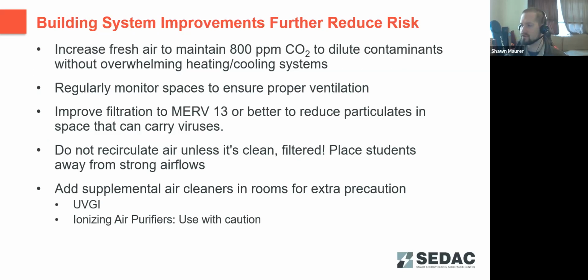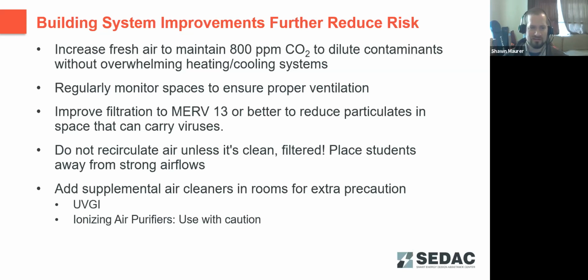But in those cases where you've got higher risk areas, it's important to increase your fresh air, maintain that 800 parts per million CO2, test for it in your facilities, and buy a handheld CO2 sensor to ensure that you're getting that proper ventilation rate. If you're not, look into increasing your outdoor air ventilation or reducing sizes, density of occupants in that space. Improve your filtration up to MERV 13 at a minimum. That's going to filter out 90% of those particulates that are expected to carry the virus.